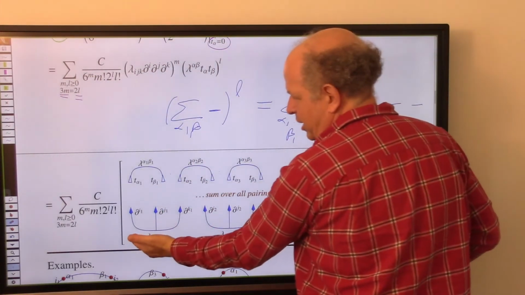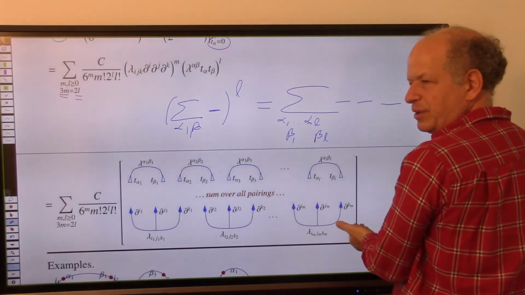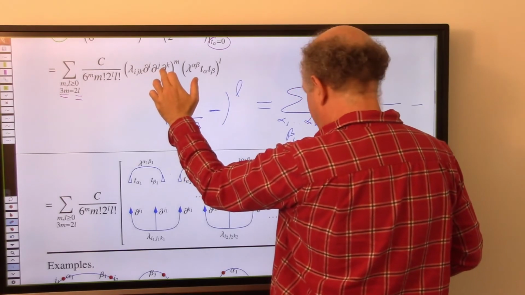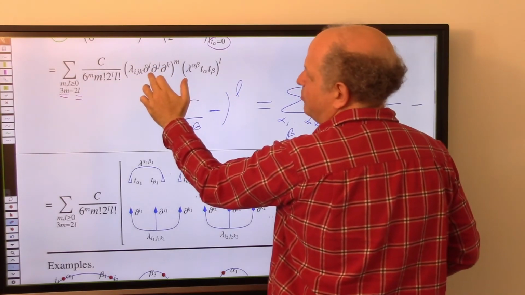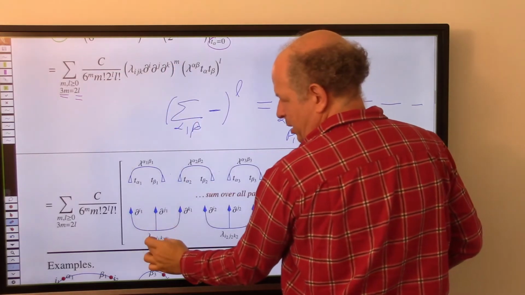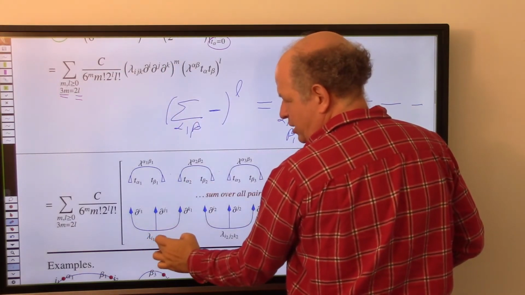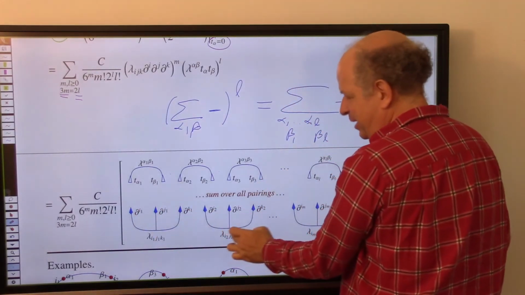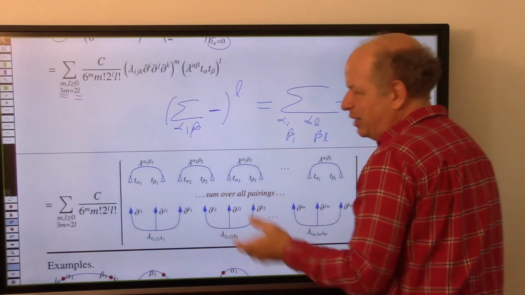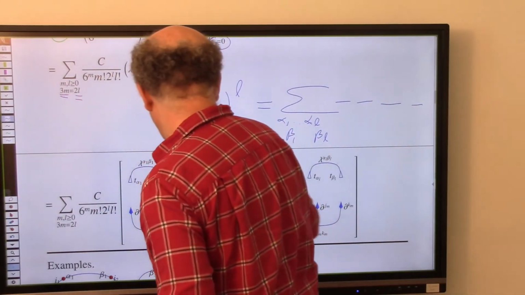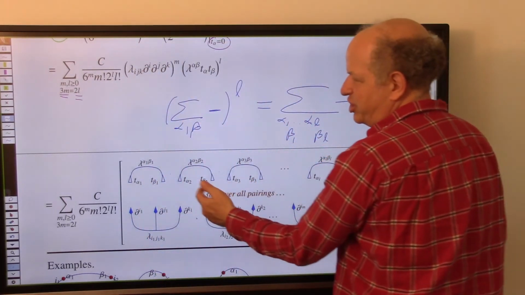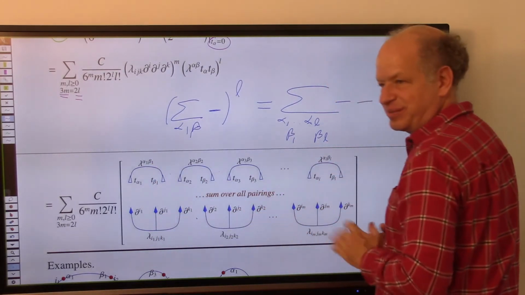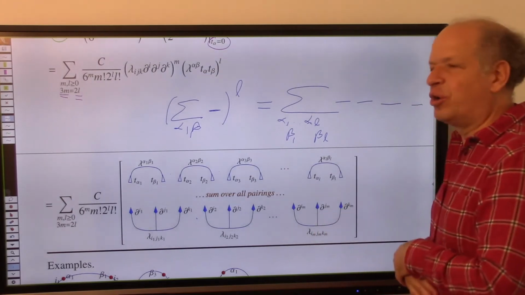Similarly, the thing at the bottom is an expansion of lambda ijk times del i, del j, del k, to the power m, which becomes lambda i1, j1, k1 times del i1, del j1, del k1 times lambda i2, j2, k2, and so on. And all of the variables are summed over. The alphas are summed over, the betas are summed over, the i's, the j's, and the k's. Now it's an even more horrible mess.